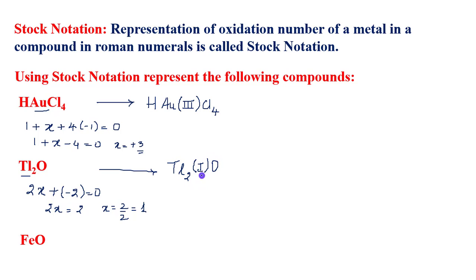This is the stock notation form for this compound, right? One-mark questions can come, the stock notation of this given compound. Okay, FeO, iron oxidation state can be +2 or +3. Let's see what is the oxidation state over here. Iron will be taken as X plus oxygen -2 equal to 0. X will be equal to -2, you take it on the other side, it will become +2. So X is equal to 2.